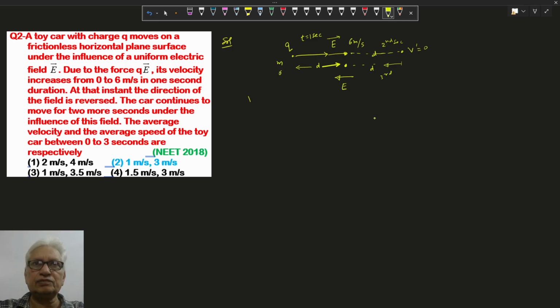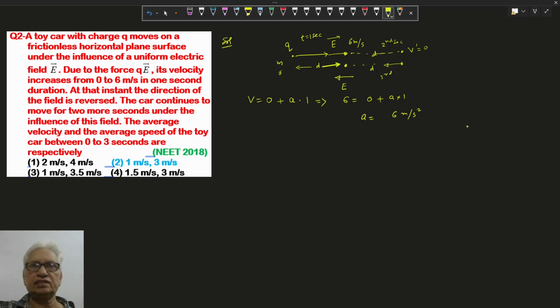We will apply the first equation, v equals u plus a t1. Rest is a, acceleration, into t1. Acceleration will be 6 meter per second square. In the second and third seconds, the direction of the electrical field is reversed. So during the second second it is retardation. During the third second it is acceleration, but in the opposite direction.